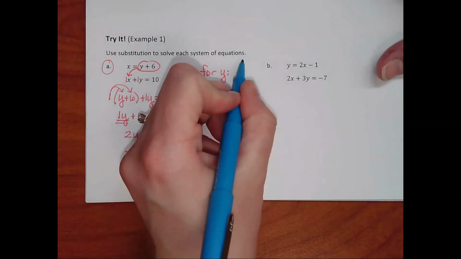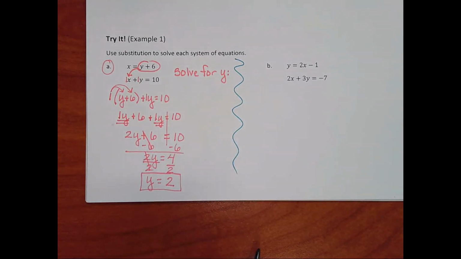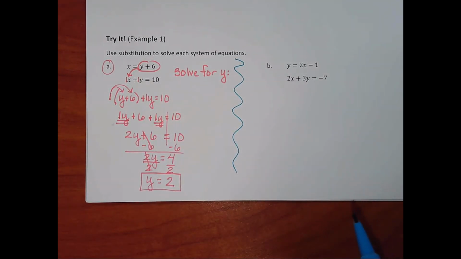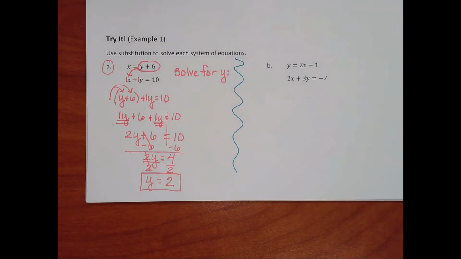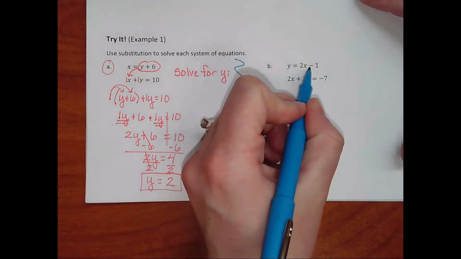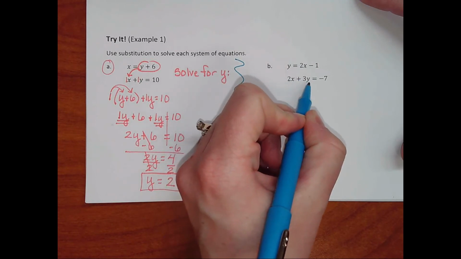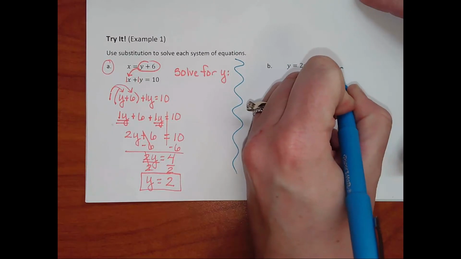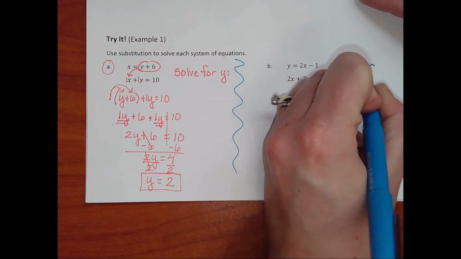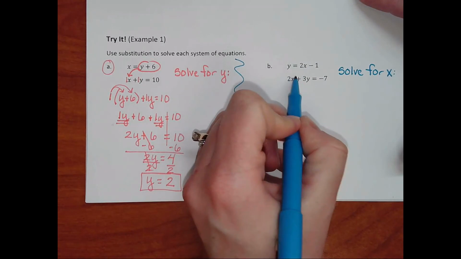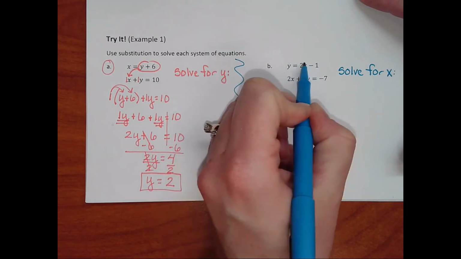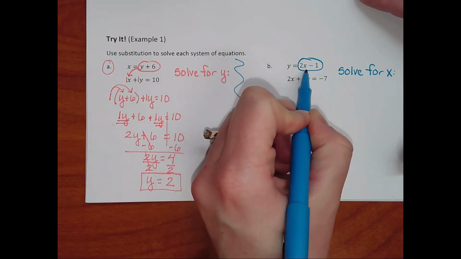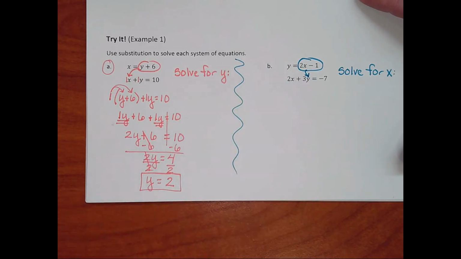And then the last one, I think this might be the last one that we go through. Maybe there's another one, but I think this might be the last one that we kind of touch on for today. It says y equals 2x minus 1, and then 2x plus 3y equals negative 7. So this one we are going to solve for x. So this equation has y by itself. So that means I'm going to take the 2x minus 1 and I'm going to substitute in for y. So I'm going to take the y out and substitute in that 2x minus 1.